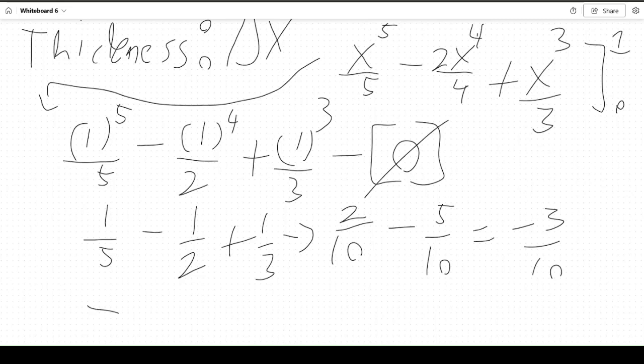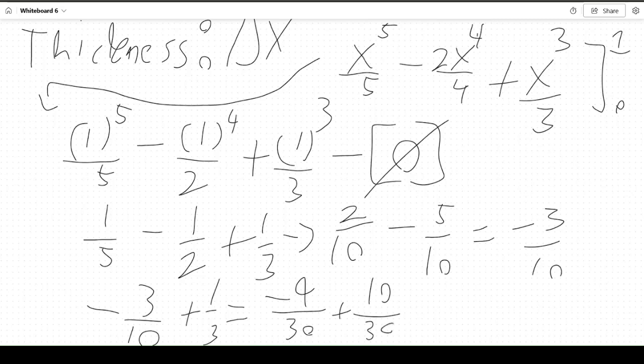Still got the 1/3, so we gotta make this in terms of, let's try 30. So negative 3 times 3 is negative 9. 10 times 3 is 30. 1 times 10 is 10. 3 times 10 is 30. This will be equal to 1 over 30.